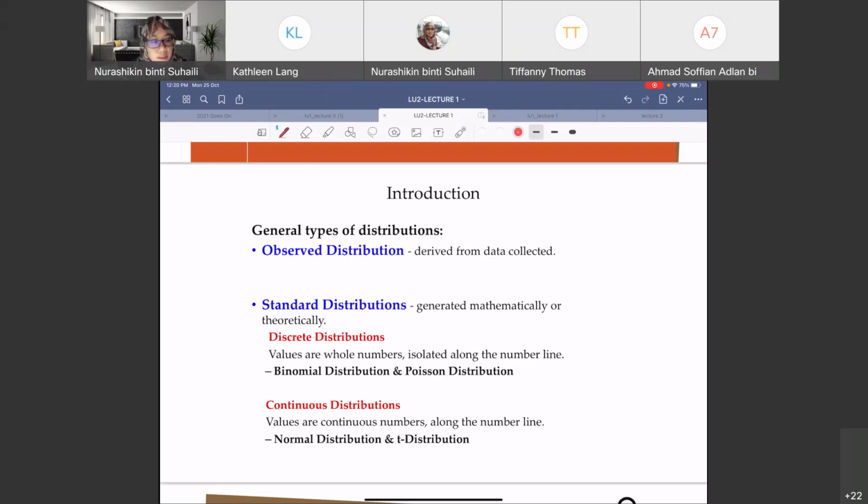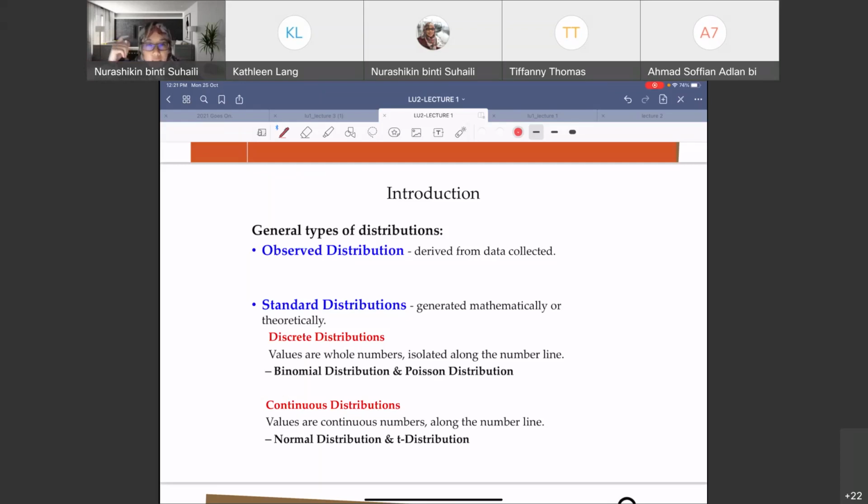Table means the values that have been generated by statisticians in the past based on their observation, based on certain formula or theories, okay? But before this, in all the examples that I've shown to you, I didn't refer to any tables, right? So that's one indicator saying that that kind of distribution is an observed distribution. It's not a standard distribution, okay?